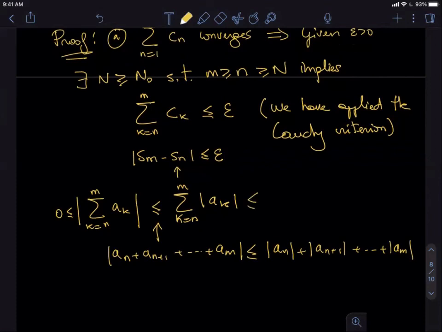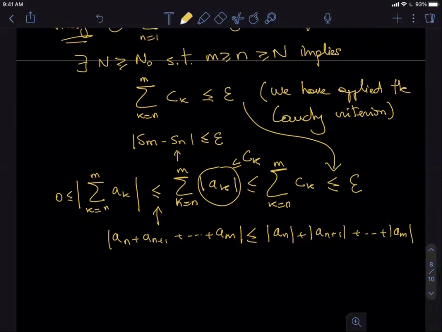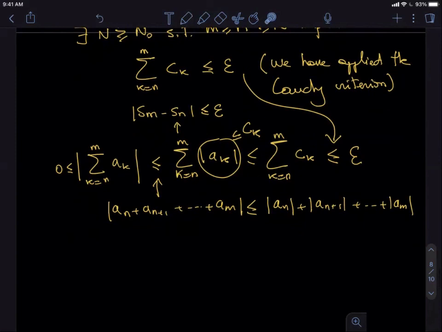And then here, by hypothesis, each of these is less or equal than ck. So the whole thing is less or equal than the sum from n to m of the ck, which we just saw is less than epsilon. Because epsilon is very small, this sum in absolute value of the ak is smaller than epsilon. And then by Cauchy, the series of the ak converges.